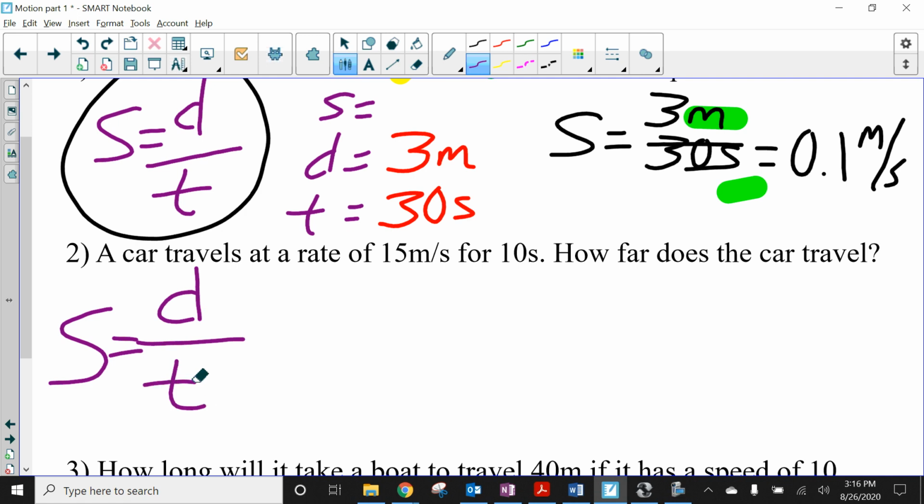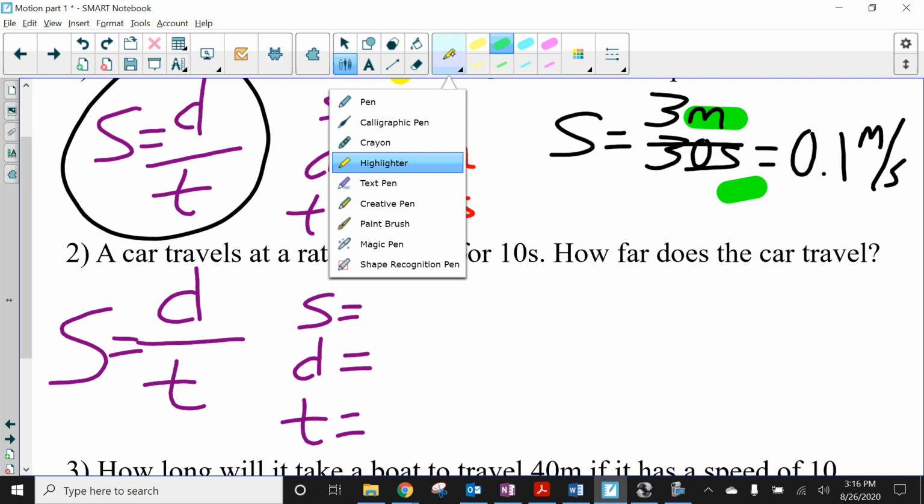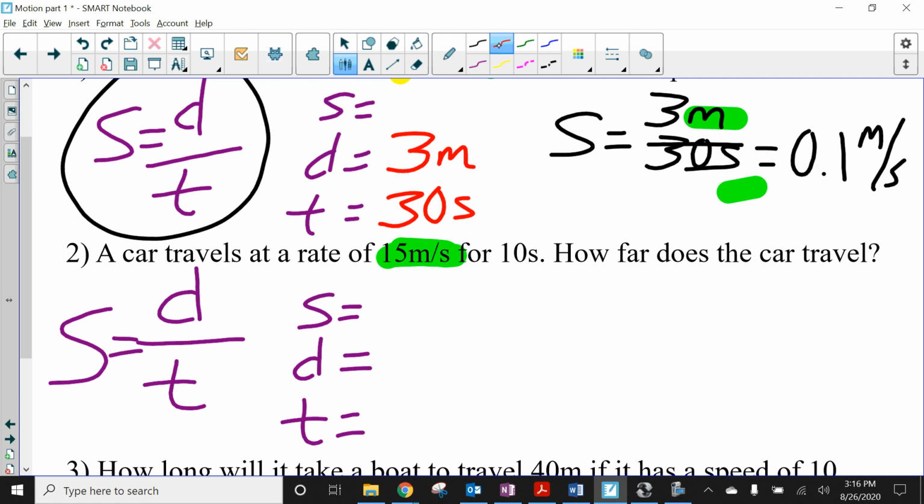All right. Next step was write all your variables. S is equal to, D is equal to, T is equal to. All right. So now we got that. I got a 15 meters per second. That's definitely not a time. Okay. Time is just seconds. And it's not a distance because distance is just meters. So this must be the speed. Okay. So I'm going to try to do them in different colors. So this must go where speed goes, 15 meters per second.